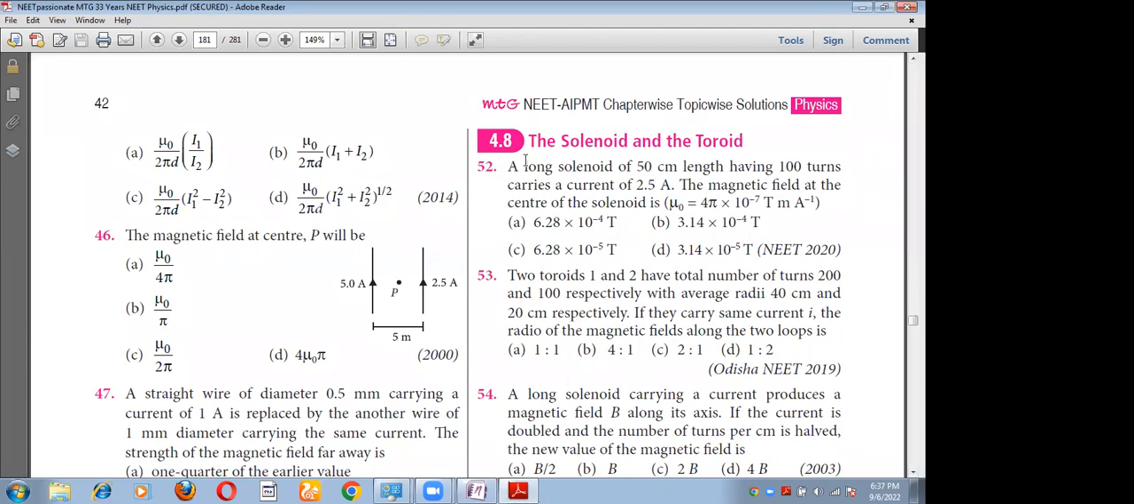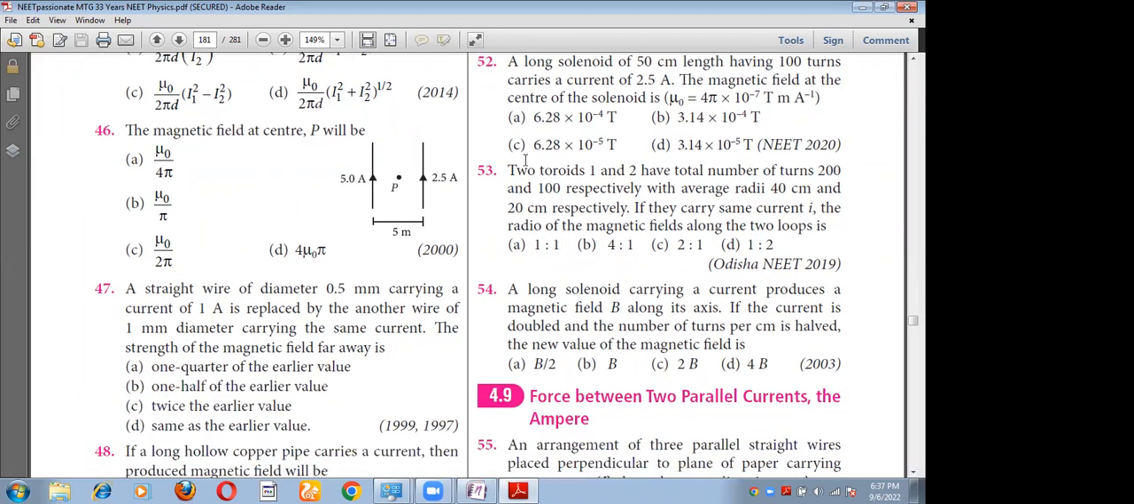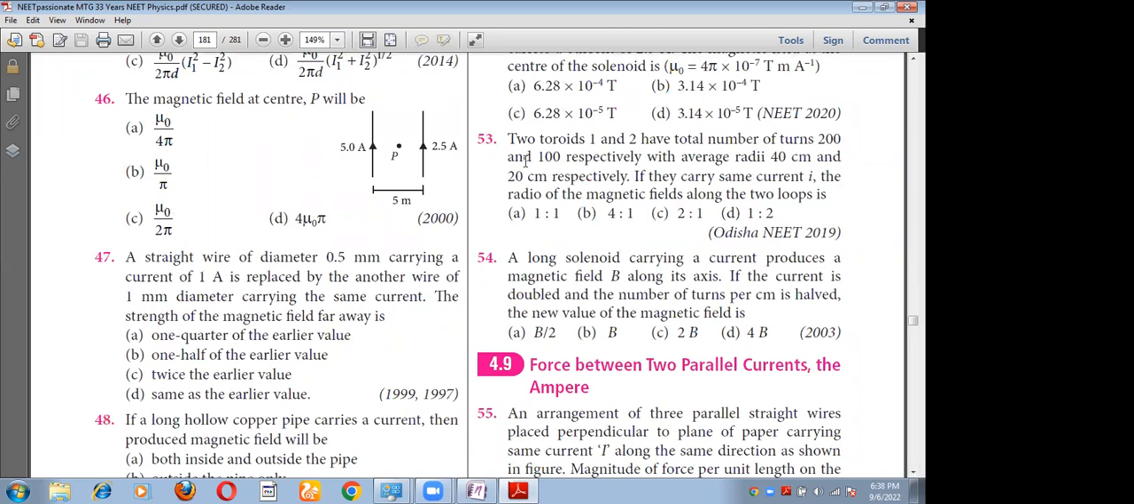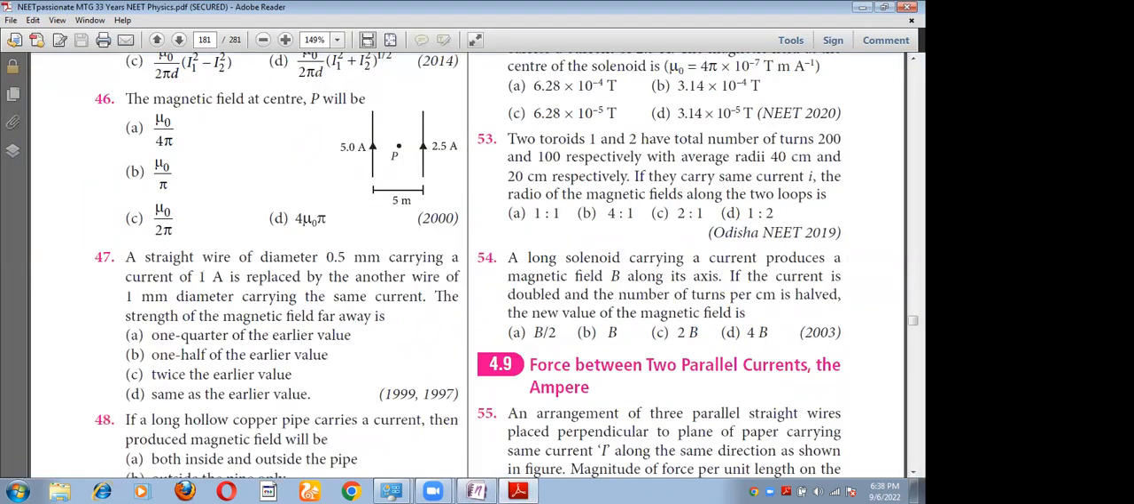So let us do this question number 52. It's a very easy question, you can do it. I think we have done the solenoid question also, right? We have done the solenoid question 52 and 53.